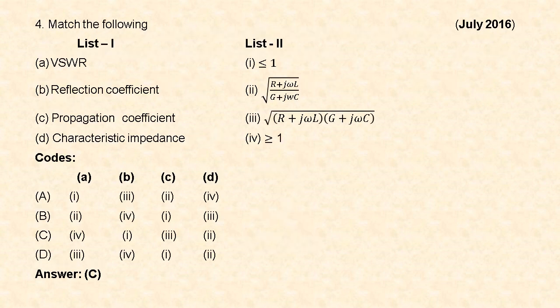Next question. This question was asked in July 2016. It is match the following type. Voltage standing wave ratio: its value should be greater than or equal to 1. Reflection coefficient: its value should be less than or equal to 1. Propagation coefficient: its value is equal to square root of (R plus j omega L) into (G plus j omega C). Characteristic impedance: its value is equal to square root of (R plus j omega L) divided by (G plus j omega C). So option C is correct.